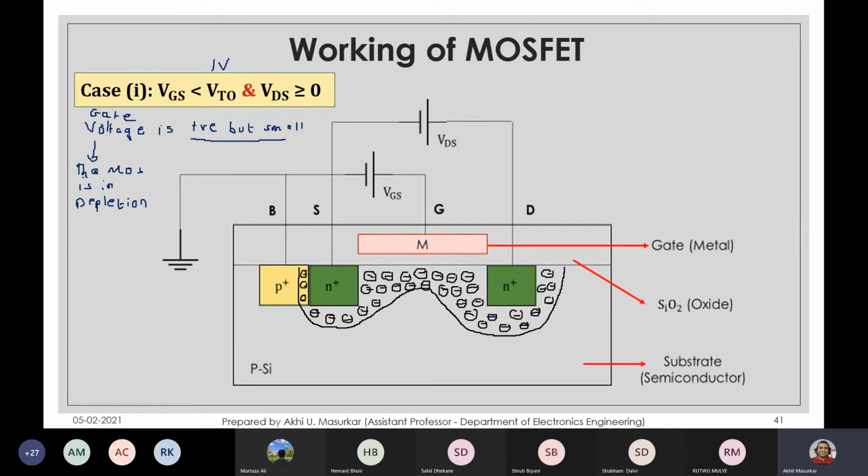You can see I have drawn a negative charge, but I am circling it. This is negative immobile ions. Why negative immobile ions? Because gate voltage is positive but small, so there is nothing there. No free charges are there. Hence no current.